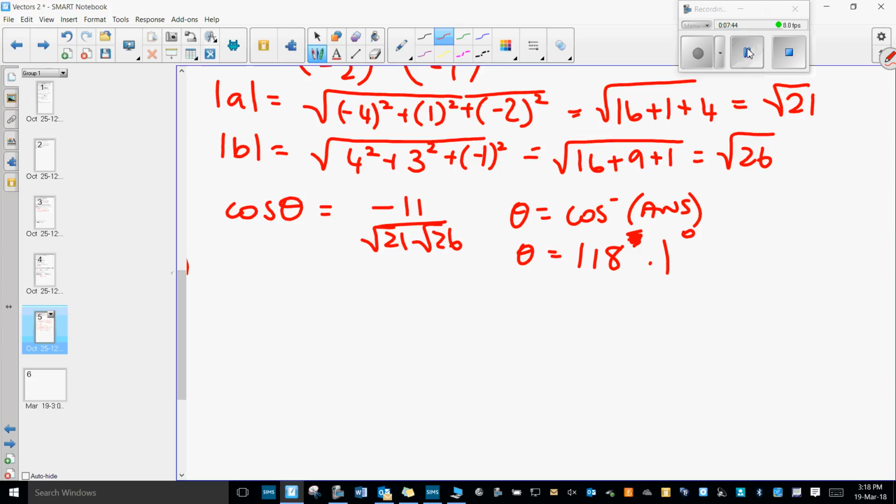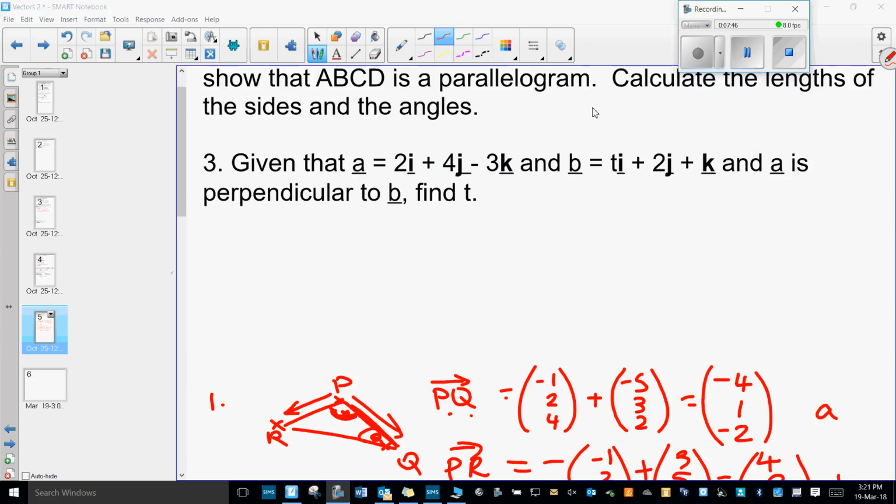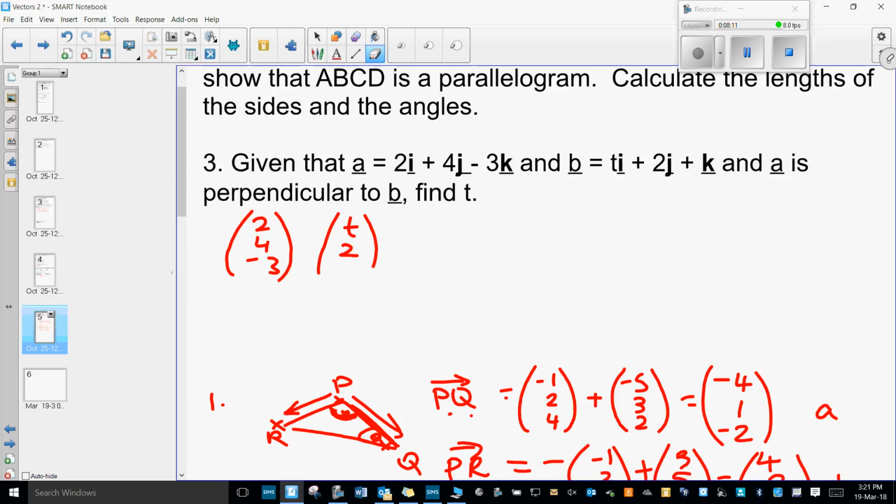Doing 3. Yeah, we'll do 3. Given that A is 2, 4, negative 3, and B is T, T, 1, and A is perpendicular to B, find T. Not K. What do I write here? 1. Thank you. I did write T because that's what we're trying to find. So it says find T given that we know that those two vectors are perpendicular.